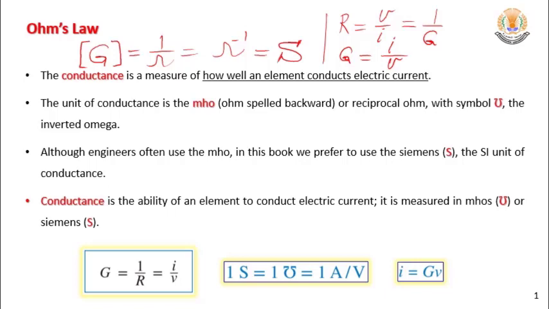So what's meant by Siemens? Ampere per volt. What's meant by ohm? Volt per ampere. Opposite. Clear? In Ohm's law, we normally say that V equals Ri. Using conductance, I can say that I equals GV. You agree?